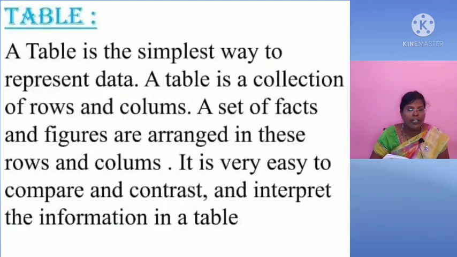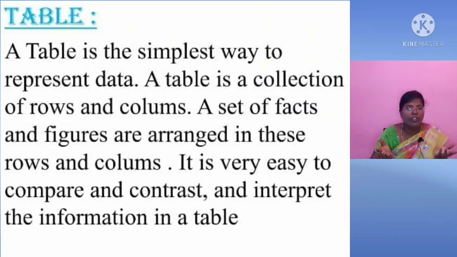Next we will go for the third diagram. The third diagram is tables. A table is the simplest way to represent data. Simply, it is called a table diagram. A table is a collection of rows and columns. A set of facts and figures are arranged in these rows and columns. Whatever facts or figures we have, we show them in a table diagram. It is very easy to compare and contrast.